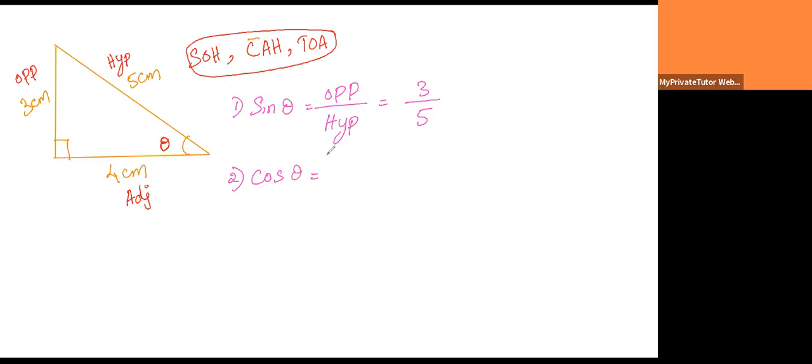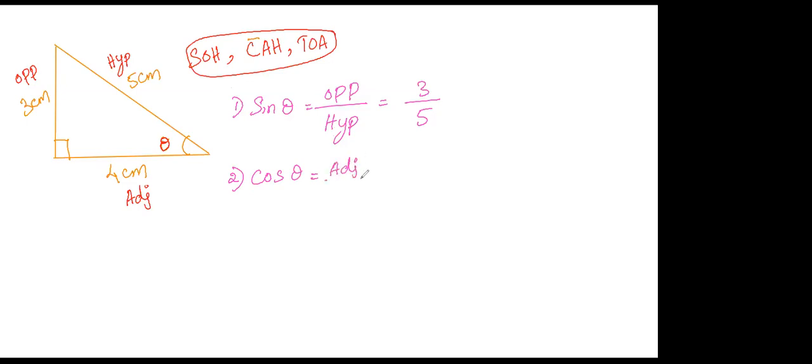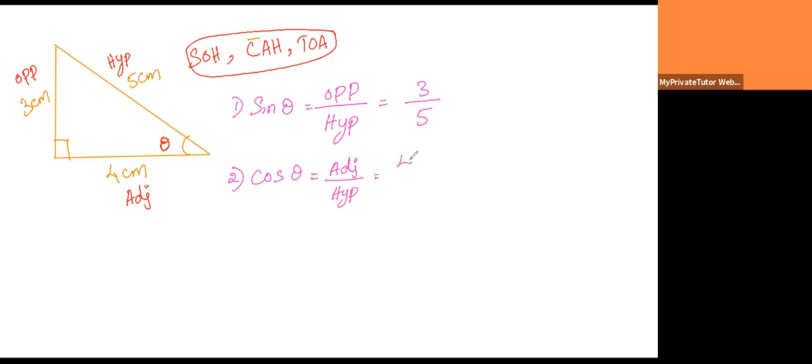Cos theta. I hope you guys know the formula for cos theta, which is adjacent over hypotenuse. And tan theta is opposite over adjacent. The adjacent side is 4 and the hypotenuse side is 5.